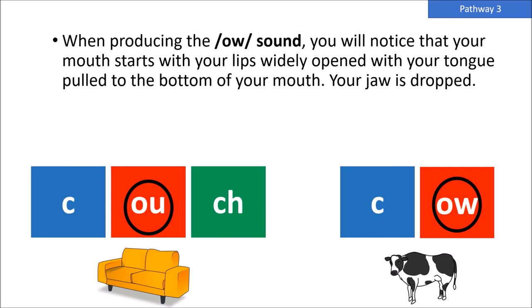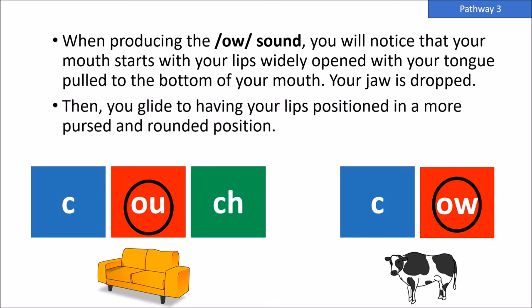When producing the ow sound, you will notice that your mouth starts with your lips widely opened, with your tongue pulled to the bottom of your mouth. Your jaw is dropped. Then, you glide to having your lips positioned in a more pursed and rounded position. Couch. Cow. Ow.